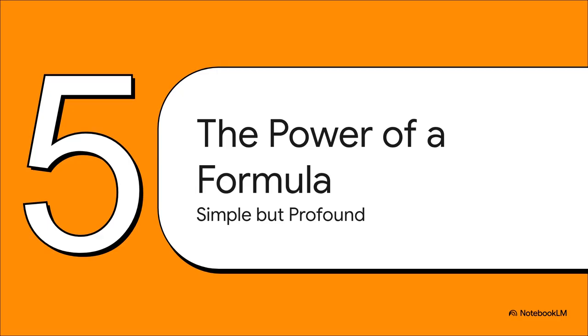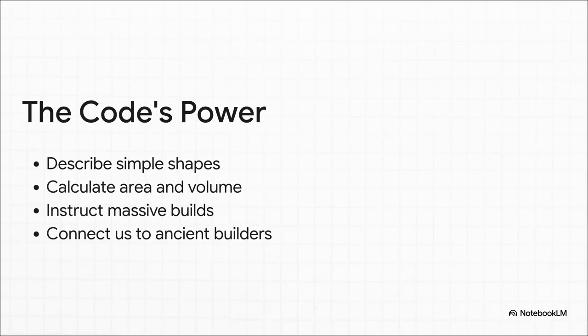So when you step back and really look at it, the power packed inside a simple formula is actually pretty profound. I mean, think about what we just saw. This hidden code can describe the simplest little shapes and calculate their area and volume, but it can also scale up to provide the exact instructions needed for these massive structures. It's a direct link, a shared language that connects us to builders from thousands of years ago.